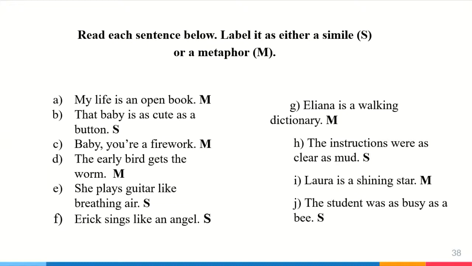E, she plays guitar like breathing air. Simile. F, Eric sings like an angel. Simile. G, Eliana is a walking dictionary. Metaphor. H, the instructions were as clear as mud. That's a simile. I, Laura is a shining star. Metaphor. J, the student was as busy as a bee. Simile. I hope you enjoyed this activity.